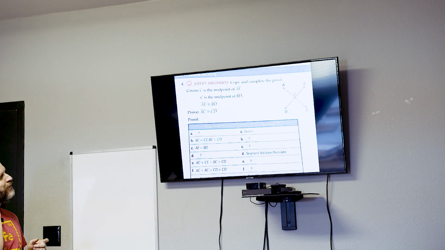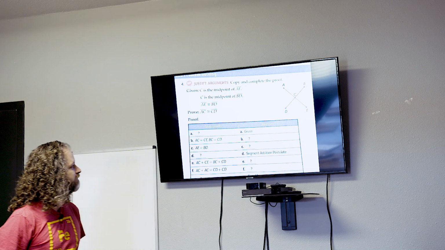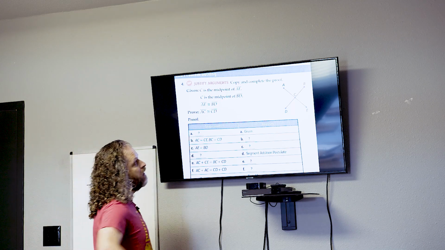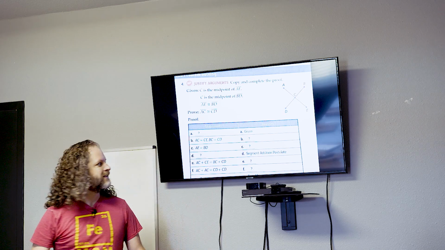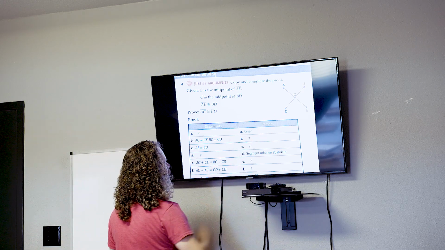On E, how did they do that? How do they get AC plus CE, so that's part of that, right? Equals the measure of BC plus the measure of CD. So what did they do?